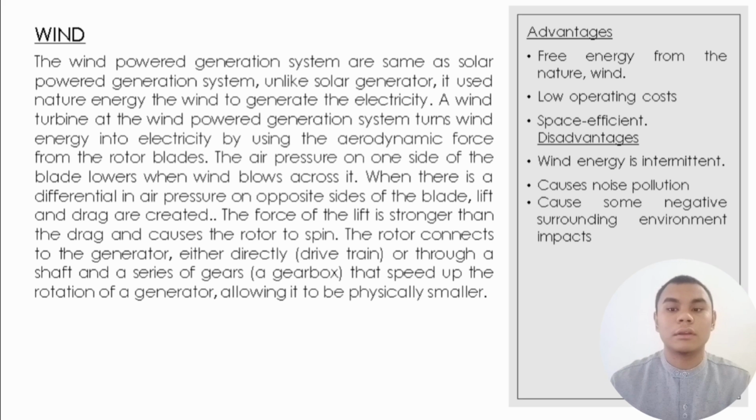The force of the lift is stronger than the drag and causes the rotor to spin. The rotor is connected to the generator either directly, through a drivetrain, or through a shaft and a series of gearboxes that speed up the rotation of a generator, allowing it to be physically smaller. The advantages of wind power generation system are free energy from nature, which is wind, low operating cost, and lastly space efficiency.